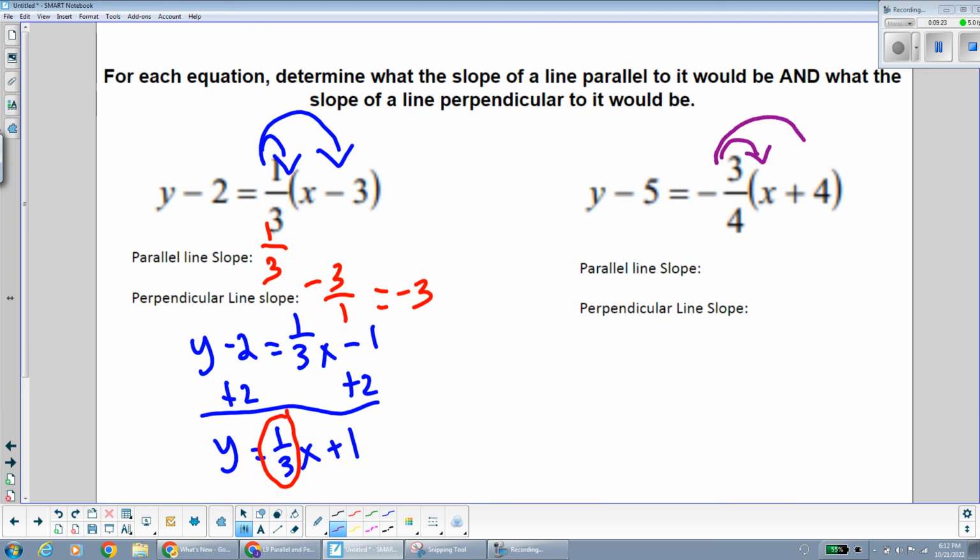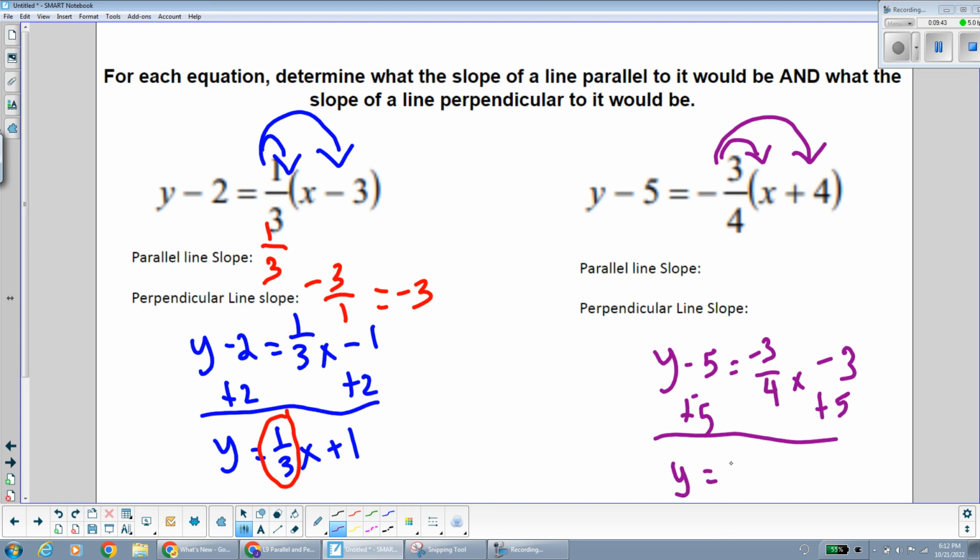Once again, I'm going to just distribute out. Minus, the 4's cancel out, so that's -3. And I can finish up by adding 5 to both sides. We see that the slope is -3 over 4. So the slope of the line parallel to it would be the same thing. Parallel lines have equal slopes.